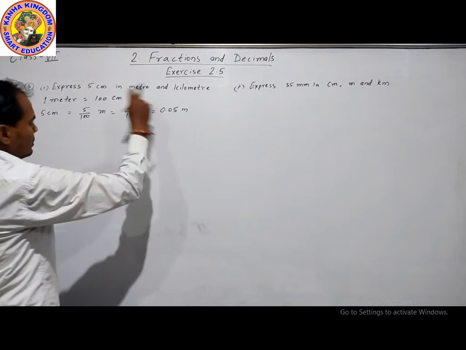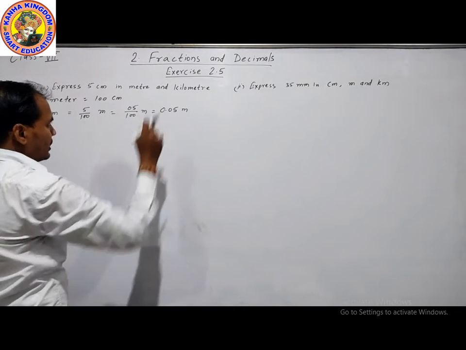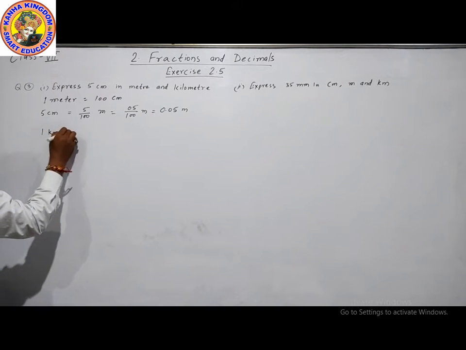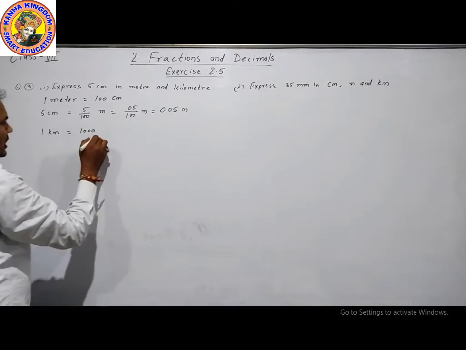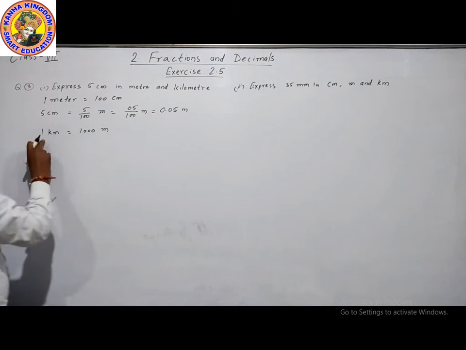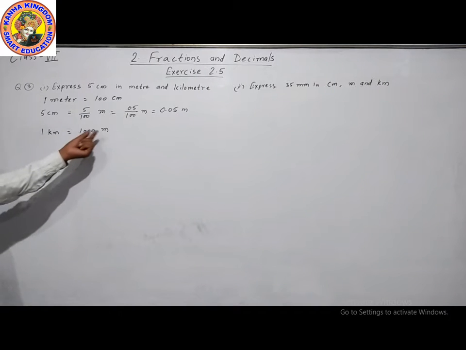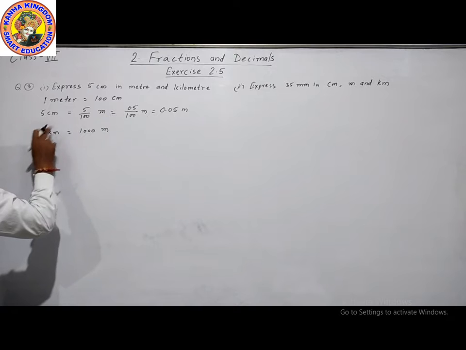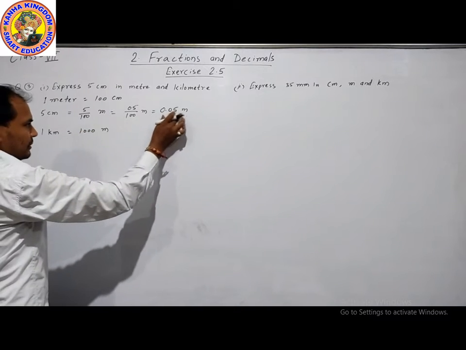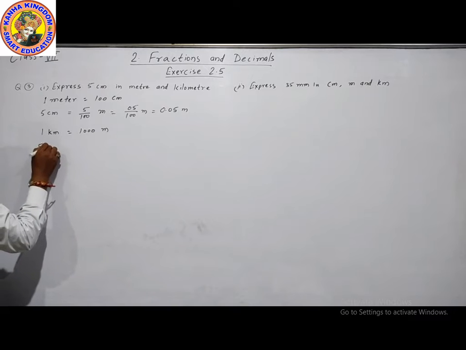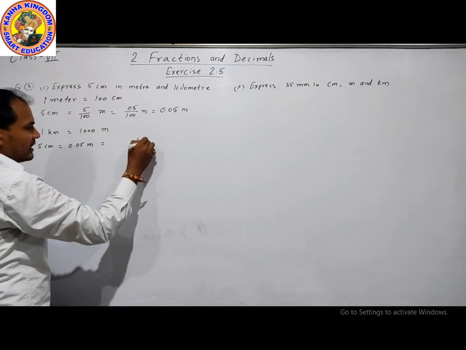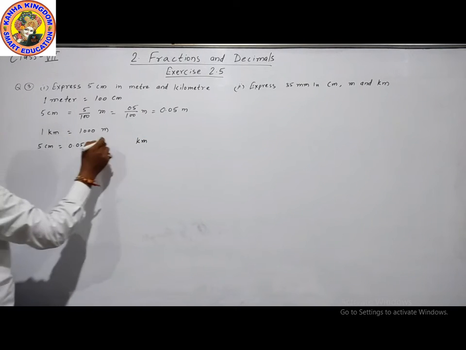Now the next question is 5 centimeter in kilometer. 1 kilometer is equal to 1000 meter. When any meter number is converted to kilometer, we will divide by 1000. Meter will be converted to kilometer by dividing by 1000. Here, 5 centimeter is equal to 0.05 meter is equal to, when we convert it into kilometer, we will divide by 1000.